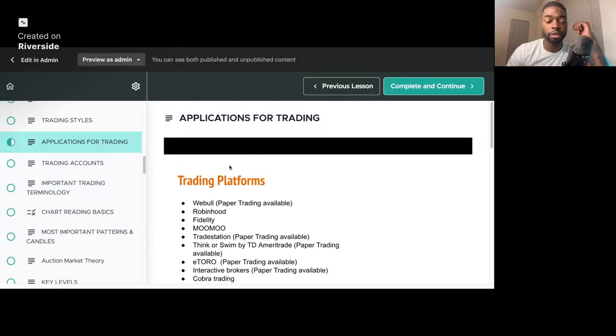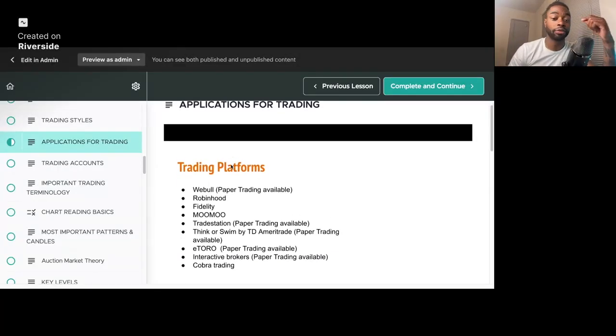Today we're going to be talking a lot about the trading platforms, how to actually take actionable steps to get started trading. We'll cover the brokers that you can use, as well as the charting platforms and where to trade, where to look at these charts that you always see online. So this section is titled Applications for Trading.